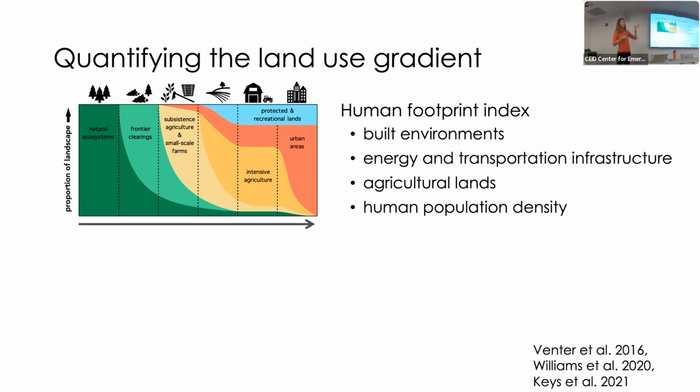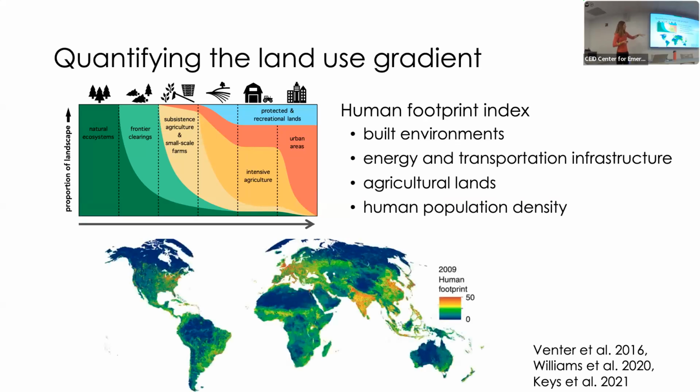Specifically, this quantifies built environments, energy and transportation infrastructure, so roads and lights, agricultural lands, and human population density. It multiplies it all together in a weighted average to give you something that ranges from 0 to 50. And this is what human footprint looks like globally in 2009, but this has been calculated now over several time points globally. So we now have this index that allows us to estimate human footprint over time and over space. And we were curious whether this human footprint index would be predictive of these different vector-borne diseases in Brazil.